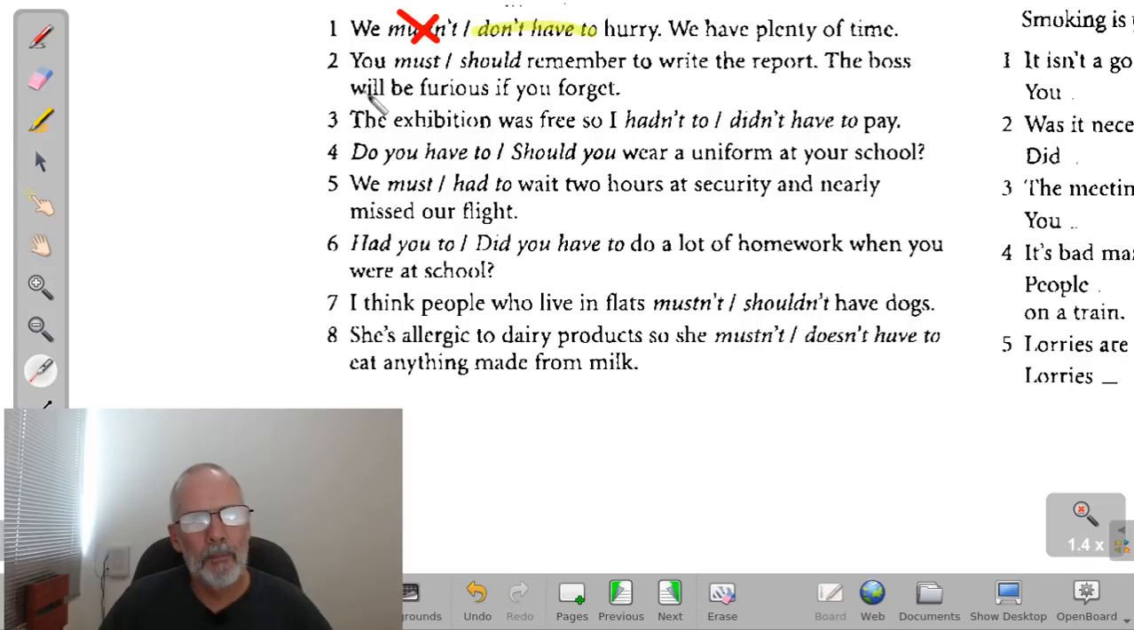Number two, you must remember to write the report. The boss will be furious if you forget, or you should remember to write the report. And again, Renee has the correct answer, which is must. Here we need to use must. We don't want to use should, because should is a recommendation. But here you must, it's an obligation, because if not, then your boss will be furious. Number three, the exhibition was free, so I hadn't to or didn't have to pay.